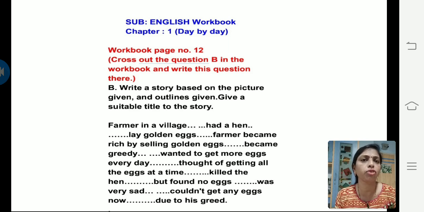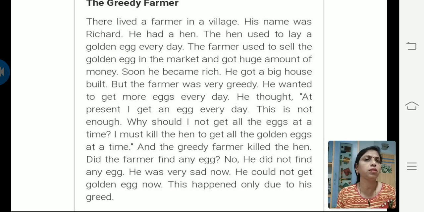What I have written, question number B: write a story based on the picture given and outlines given. Give a suitable title to the story. According to the picture I just showed you at the back and according to the outlines which I have shown you here, you have to create a story. However, I have given the story, you can see now, but children try to write on your own using those outlines first. If you are not able to, then you can copy this down and you have to write both the stories, that chapter 2 and chapter 1, in the workbook.